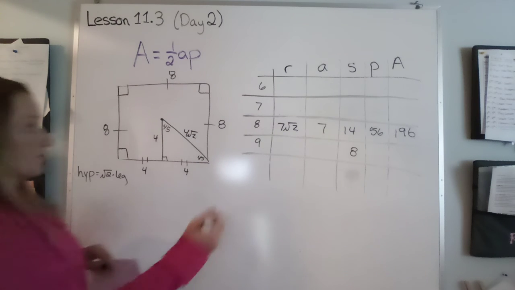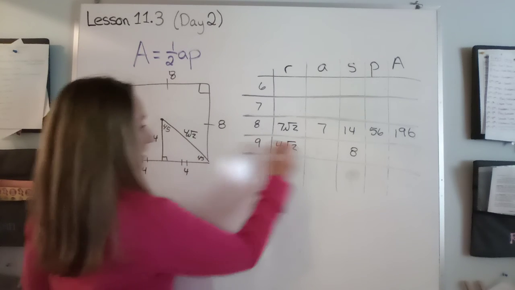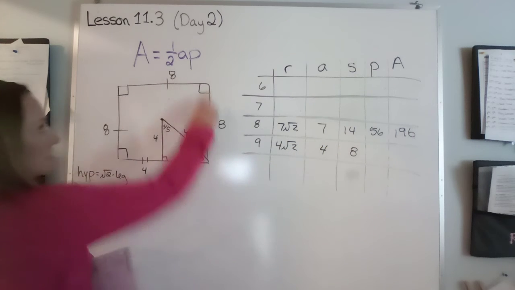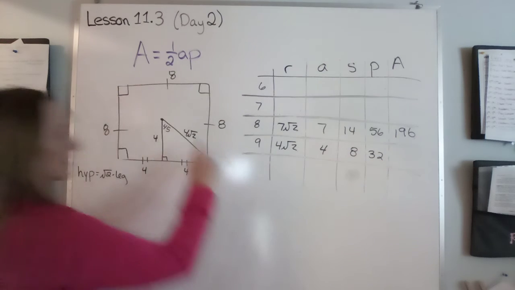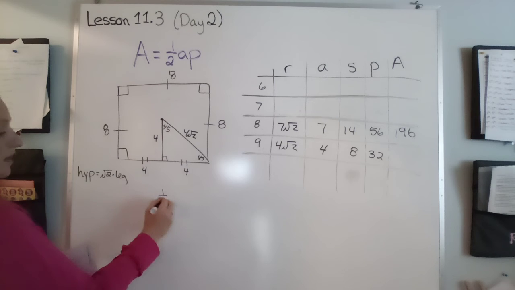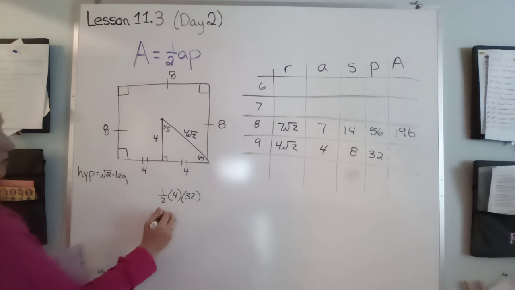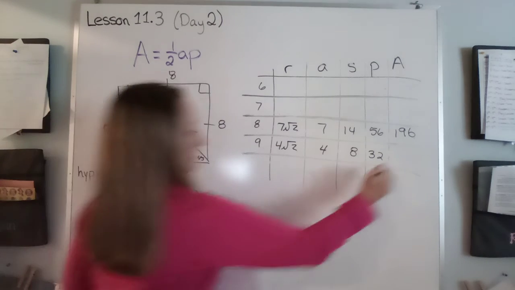Okay, so I can start filling in the table. The radius is 4 root 2. The hypotenuse 4. The perimeter, 8 times 4 is 32. And the area, you can just do 8 times 8 to get 64, or 1/2 the hypotenuse times the perimeter. 1/2 of 4 is 2. 2 times 32 will also get you your 64.